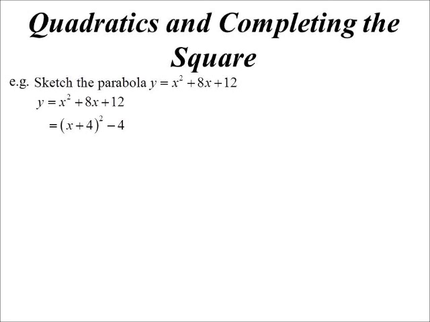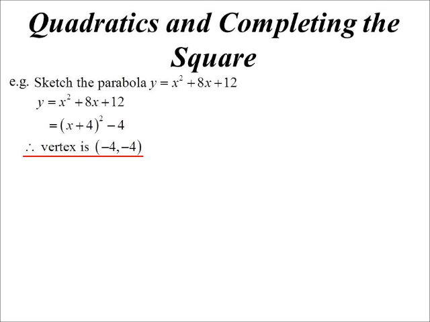Now if we go back to the ideas when we looked at curve sketching about shifting curves, we can read from that straight away where we've shifted the vertex to. So we know the vertex must be at the point -4, -4. So that can sometimes be quicker than finding the axis of symmetry, then substituting in and getting the y value. So it's an alternative way of doing that.